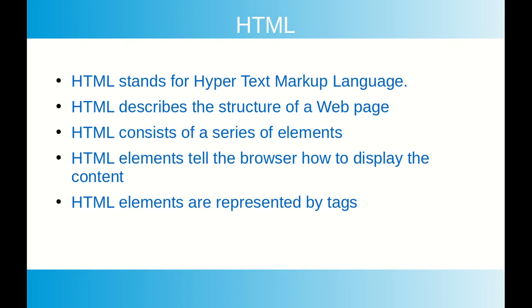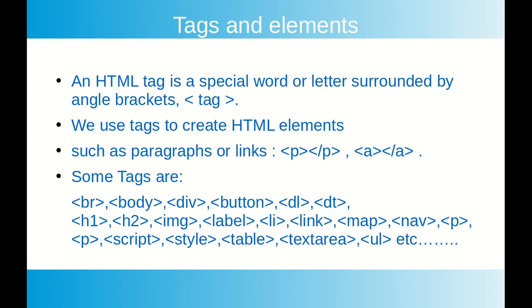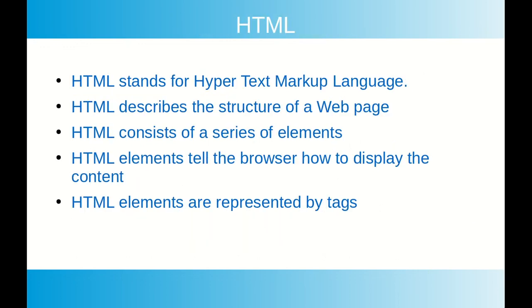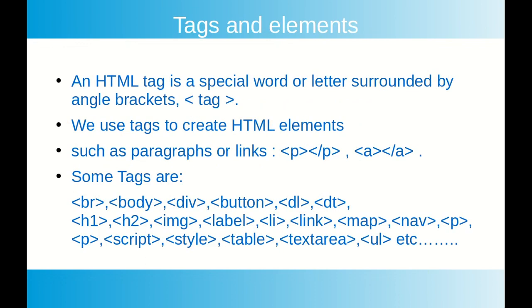To understand this, we have to know what elements in HTML are. Elements are represented by tags, and now the question is, what are tags in HTML? A tag is a special word or letter surrounded by angle brackets. You can see the tag word enclosed by the less than and greater than brackets. That is called a tag in HTML. We use tags to create HTML elements, such as the paragraph or link elements, the p tag and a tag, with opening and closing. It defines elements.